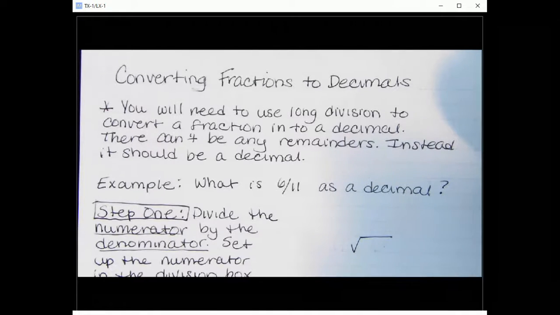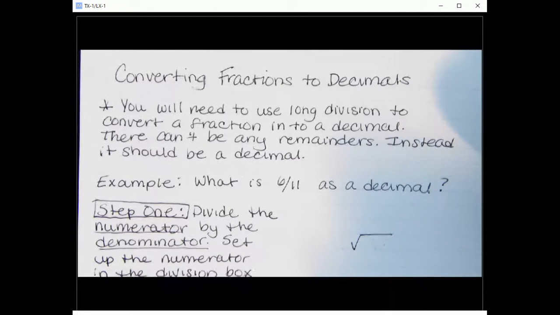If not, then hopefully this is a great reminder to help you get back into the swing of that method. What's important to know though is that there can't be any remainders. We have been taught in the past to write "remainder 3" if there are 3 parts left over, but that's kind of going against what we're trying to do here, which is creating a decimal. So instead, you're going to need to have decimals at the end instead of remainders.